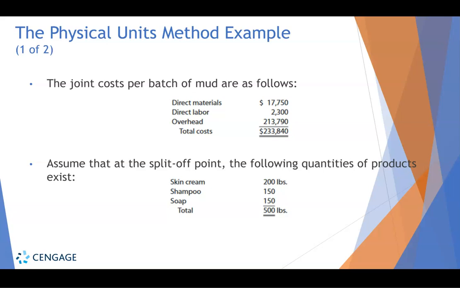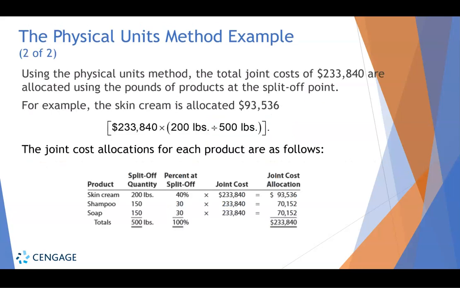So you see here, the joint costs show the direct materials, the direct labor, and the overhead. Assume that at the split-off point, the following quantities of products exist. So we've got the skin cream of 200 pounds, the shampoo of 150 pounds, and the soap of 150 pounds. In this case, we will look at the allocation.